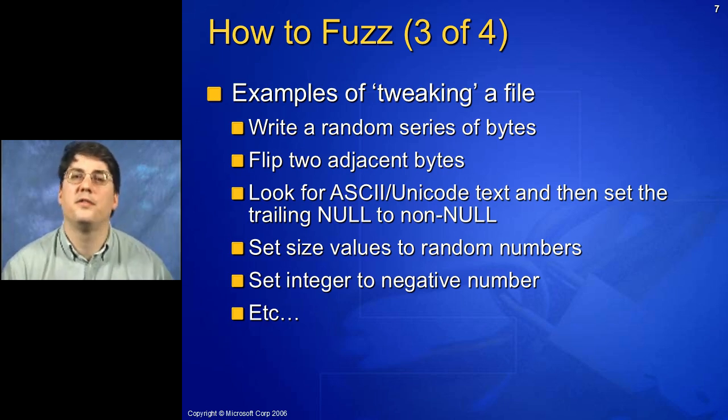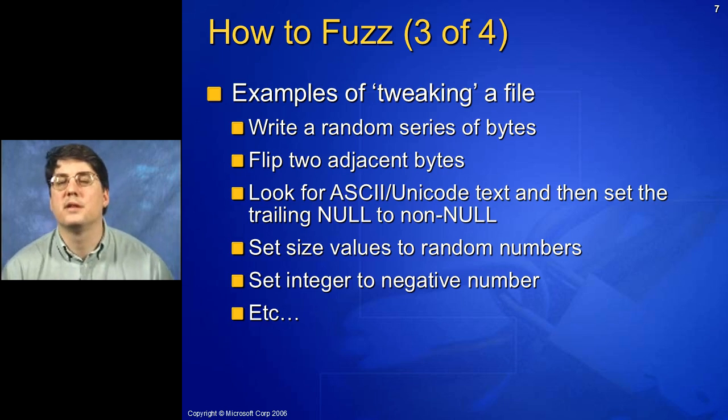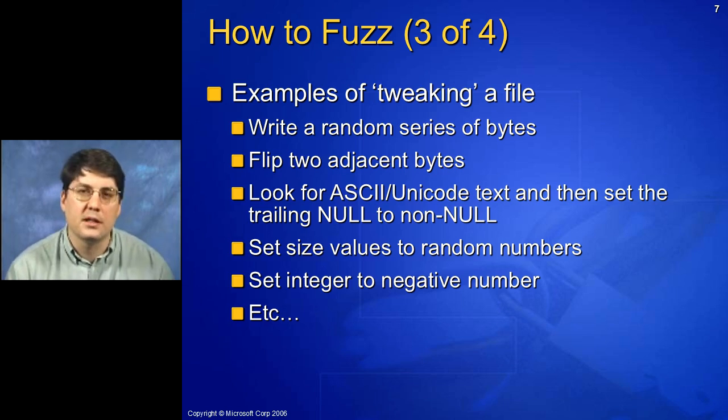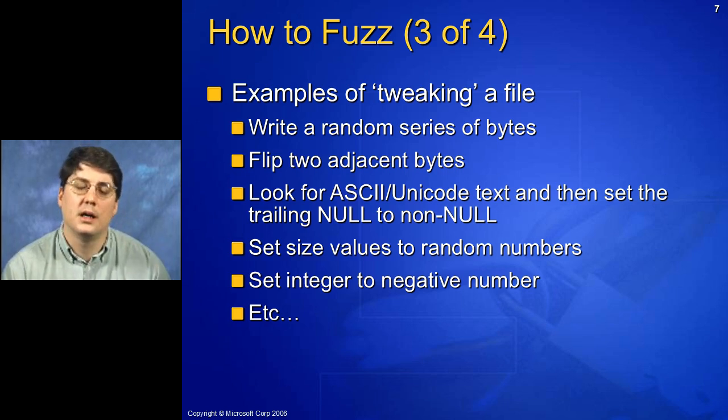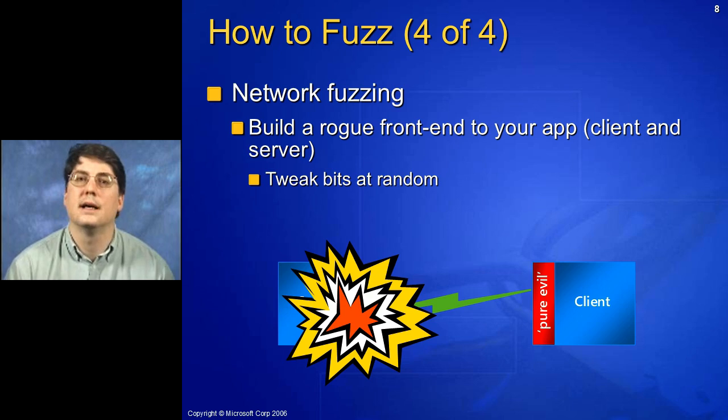So write a random series of bytes. Flip two adjacent bytes. Look for ASCII and Unicode text and set the trailing null to a non-null. That makes the string very long. Set size values to random numbers, and if those values are integer values, set them to a negative number. Set them to 0. Set them close to max int or min int. Certainly look for corner cases. Look for values near the extremes. All of the good testing procedures you have, you should bring to bear on fuzz testing. But you should certainly allow randomness to play a part in that.